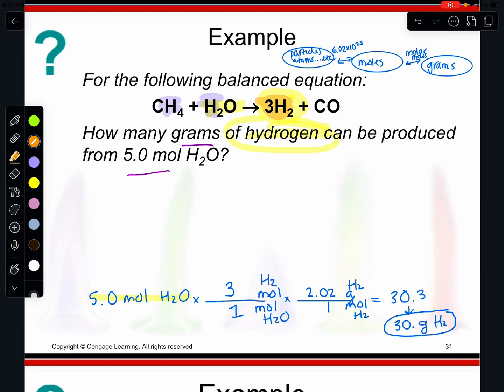Then we went from mole ratio, then the mole grams, moles to grams, and then we ended up with 30, and I put a decimal point after that, 0, to make that 2 sig figs.